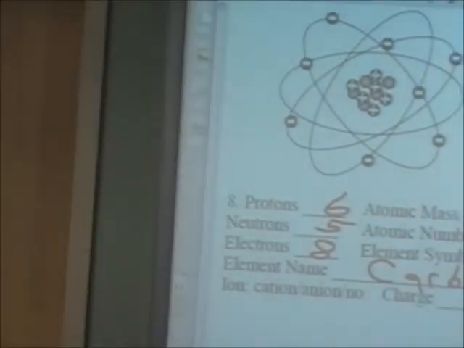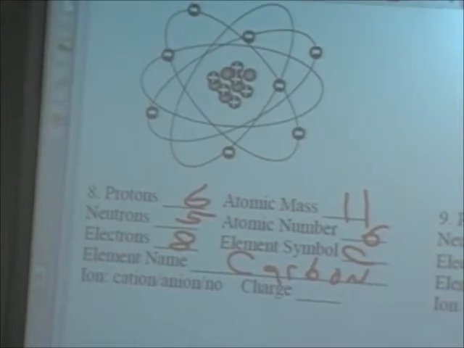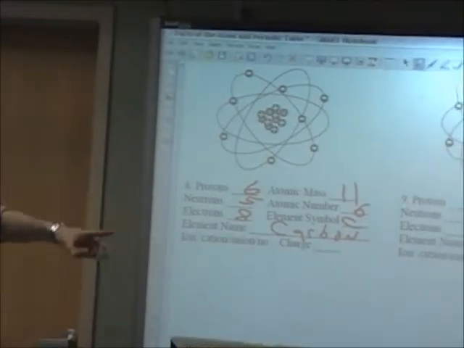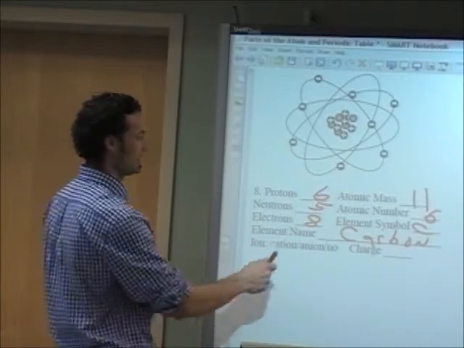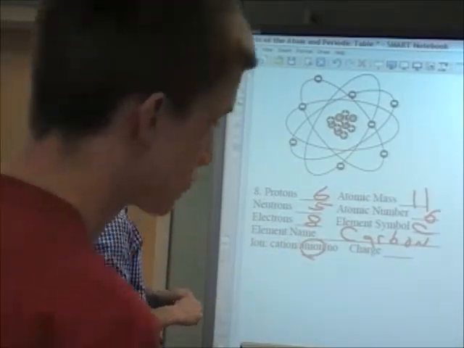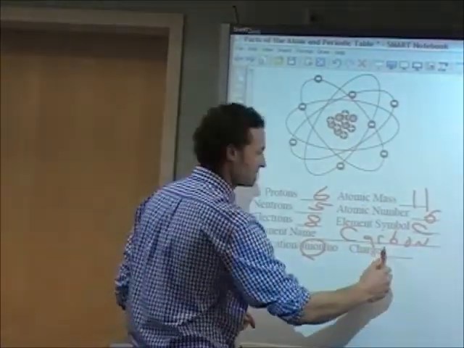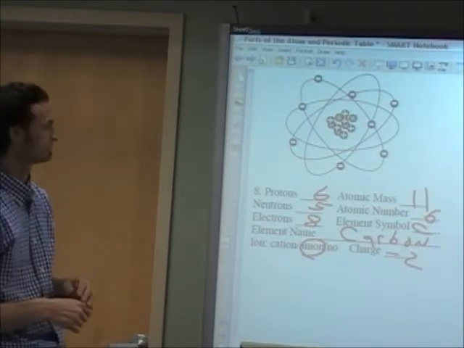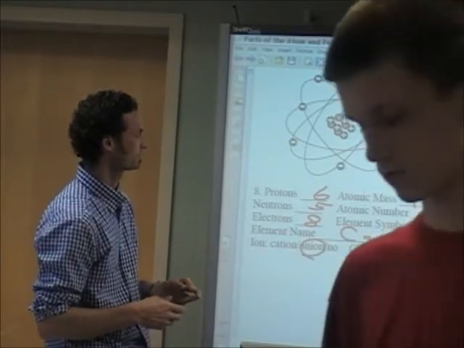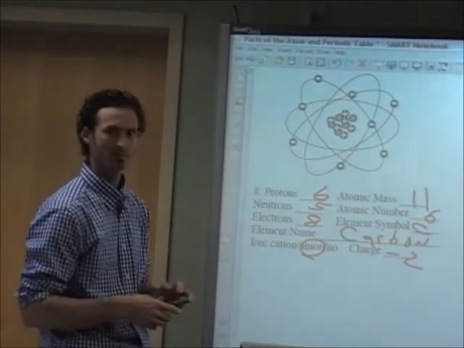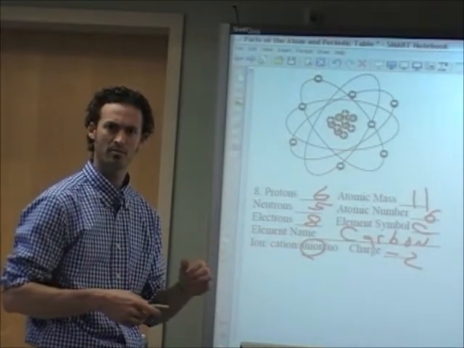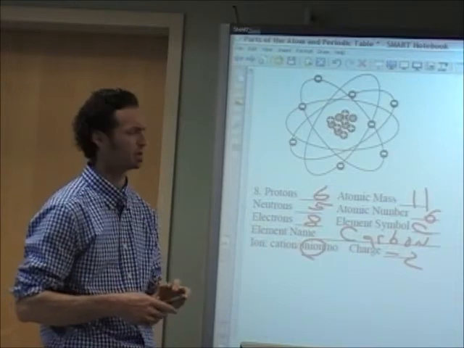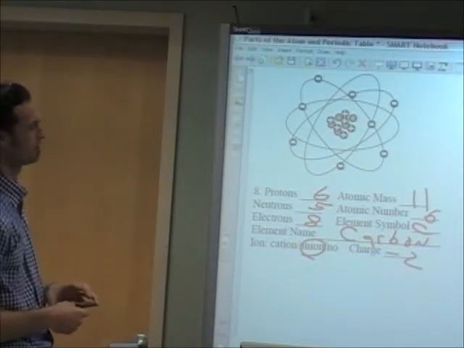Is this an ion or an atom? Ion. It's an ion, -2. Cation or anion? Anion. What's its overall charge? -2, because we have 8 electrons, which are negative, and 6 protons. That makes us a -2 right here. So it's still carbon, but it's not a carbon atom. It's a carbon ion. You'll learn why in about a month.